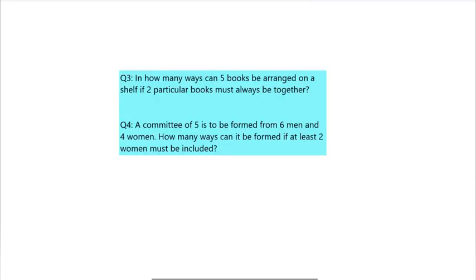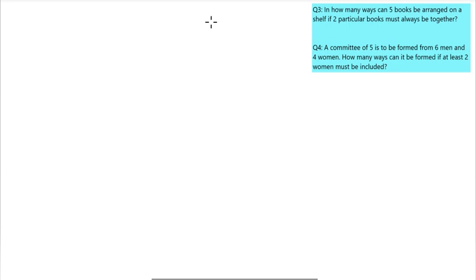Alright, so now, in how many ways can five books be arranged on a shelf if two particular books must be together? I already said there are four books. So how many ways can we arrange four books? That is just four factorial. This is not bright enough, let me change the ink to black. So we have four factorial, which is 4 times 3 times 2 times 1, and this is going to be equal to 24. But this is not our final answer.